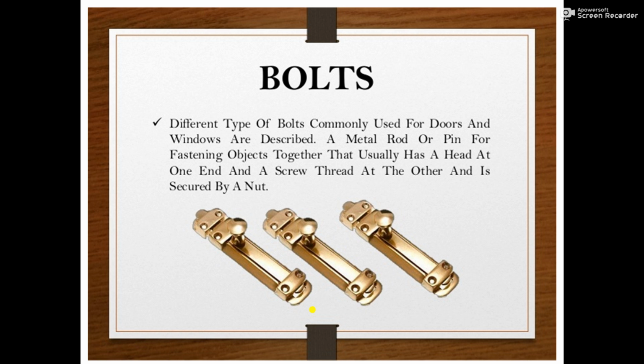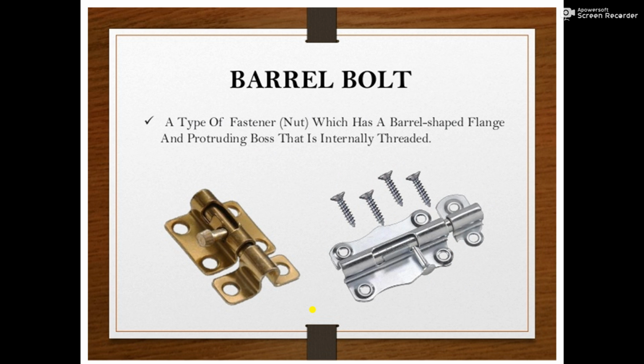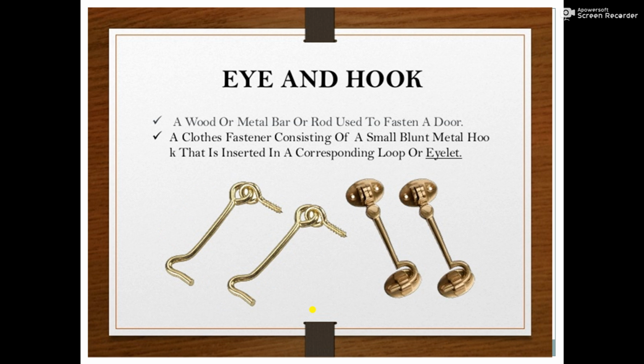So the hinges, these are, the bolts, these are provided in the structure for fixing the bolts into the doors and windows. So tower bolts. Whenever we are fixing the door or the window into the structure, we have to provide a lock to the door or window. So these types of tower bolts are used in the structure. Then again the barrel bolt. So these are the different designs of the bolts.